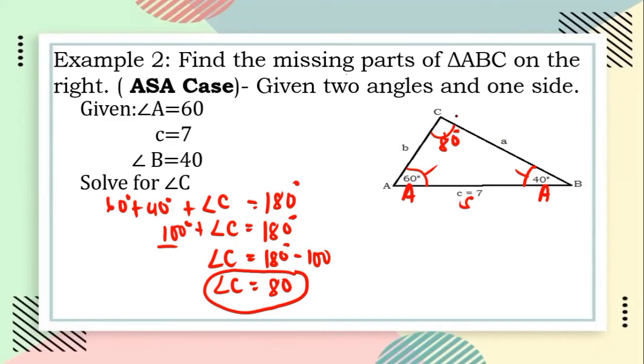So what can you say about this triangle? Is it an acute, obtuse, or a right triangle? The measurements are 80, 60, and 40. None of the angle measures is 90 degrees. Therefore, it is not a right triangle. And none of the three angles measures more than 90 degrees. Therefore, it is not an obtuse triangle. As you can notice, all of the angle measurements are less than 90 degrees. Therefore, the given triangle is an acute triangle.